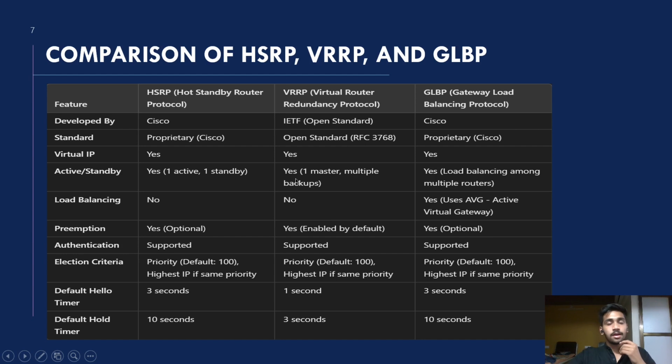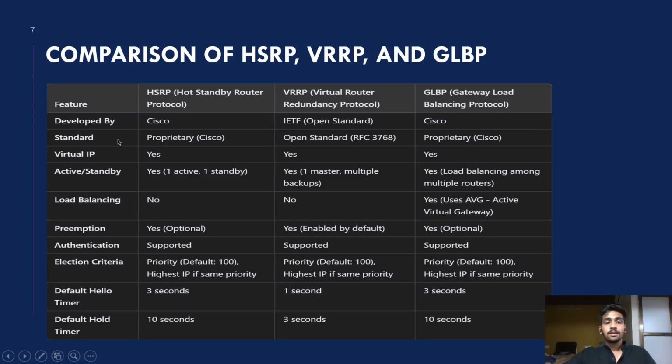HSRP is not the only redundancy protocol. There are also VRRP and GLBP, where VRRP stands for Virtual Router Redundancy Protocol and GLBP stands for Gateway Load Balancing Protocol. Now let's compare all these three protocols. First of all, HSRP is developed by Cisco and GLBP is also developed by Cisco, while the Virtual Router Redundancy Protocol is developed by the IETF, which stands for Internet Engineering Task Force.